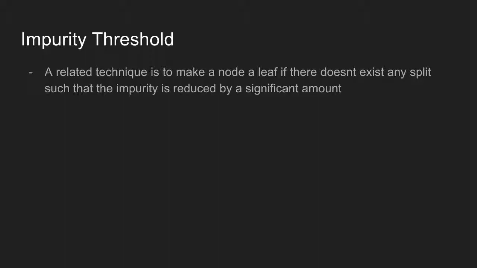Another way that we can prevent overfitting is to have an impurity threshold. We say, okay, if there aren't any features that help us reduce our impurity by more than a certain amount, then we're just going to call it good. Similarly to our depth cutoff, we're going to say, okay, all these things here, that's a leaf, and when we predict, we're just going to take whichever class has the highest probability, and call it a day.